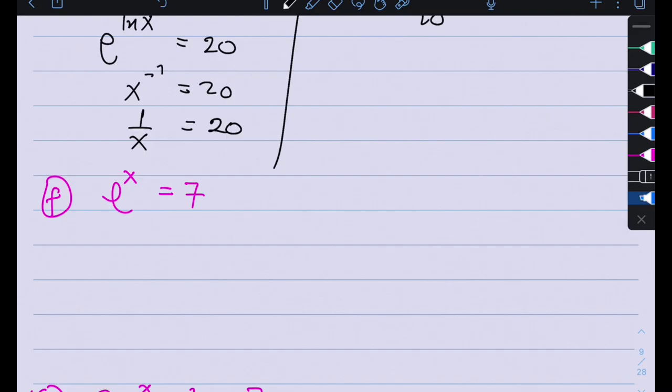Now, how about this case? How do you solve it? e to the power x is equal to 7. Whenever you have e to the power something, it is easier if you just take the log of both sides. Even if this were 2 to the power x equals 7, you would just take the log of both sides. The same thinking is what we do here. But right now, instead of taking the log of both sides, we take the ln of both sides, because it is e. With e, we use ln in math.